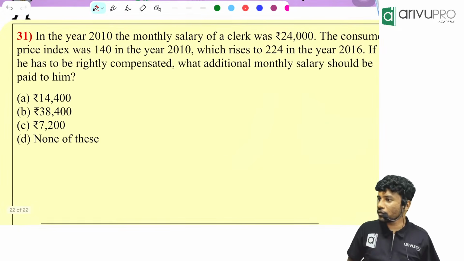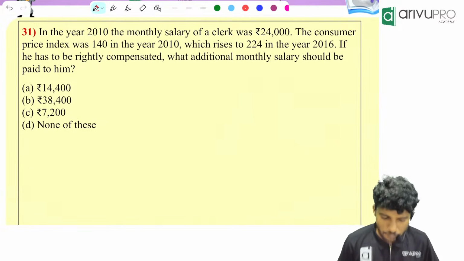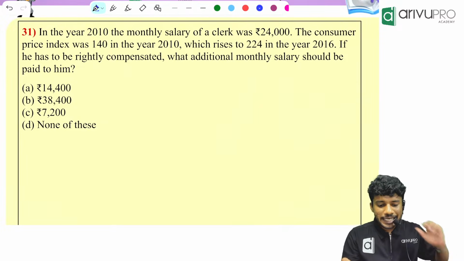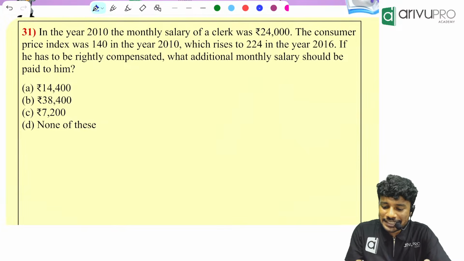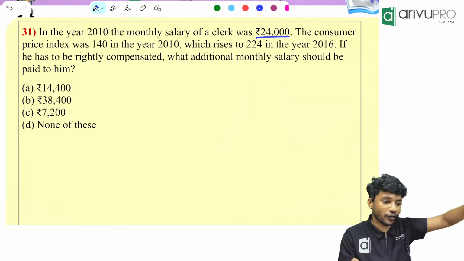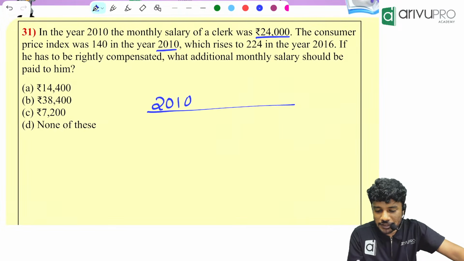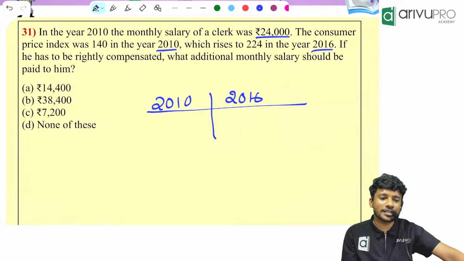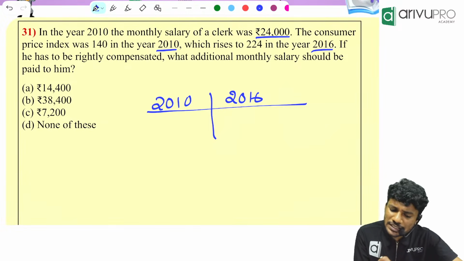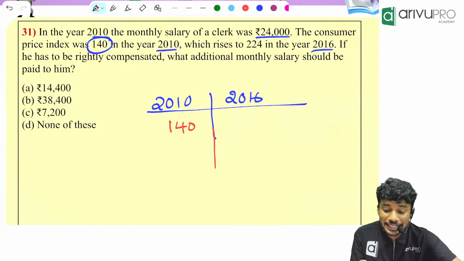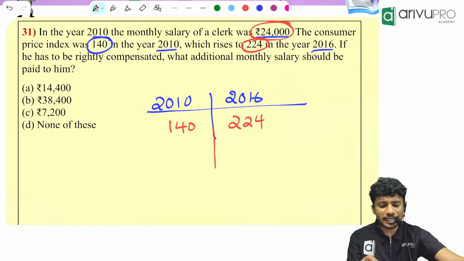Then try to solve this for me. Tell me. In the year 2010, the monthly salary of a clerk was 24,000. The consumer price index in the year 2010 is given. The current year is 2016. The index in the year 2010 was 140. The index in the year 2016 is 224. The salary in the year 2010 was 24,000.